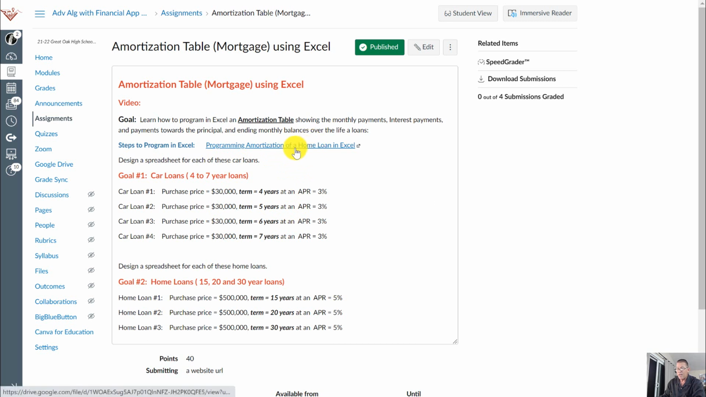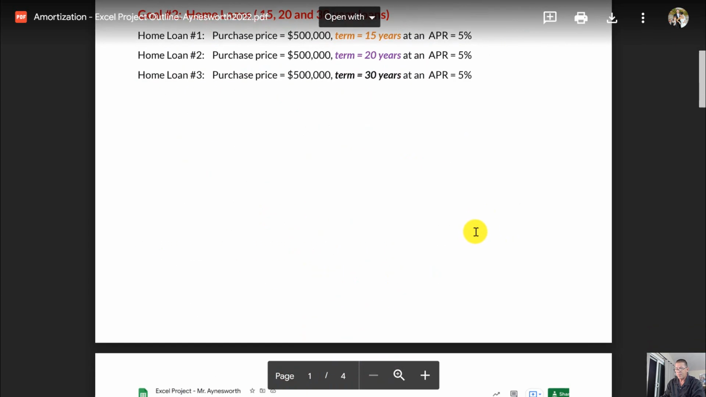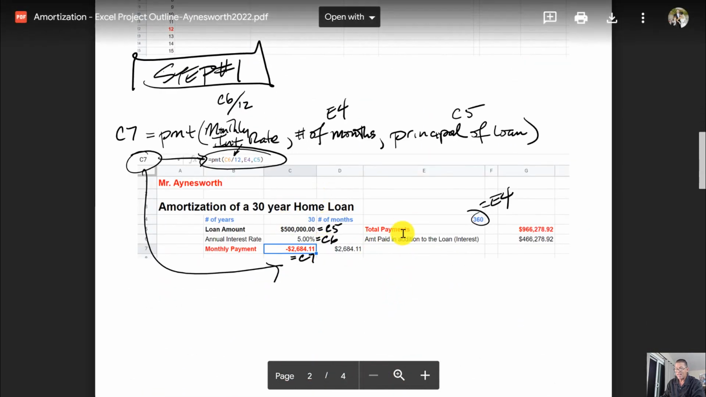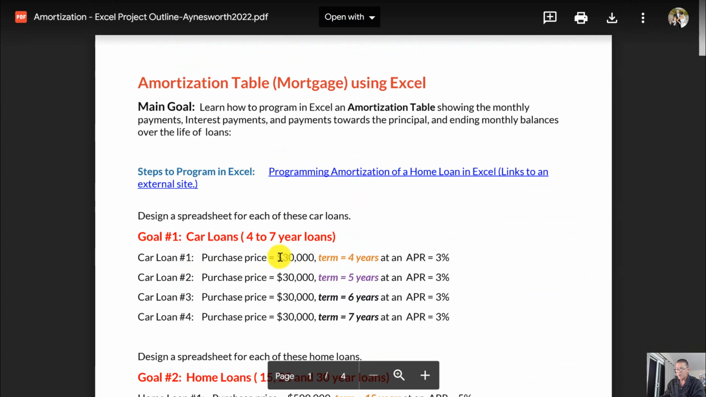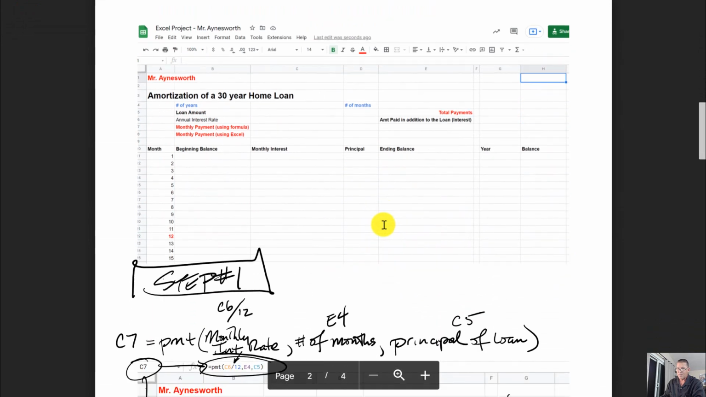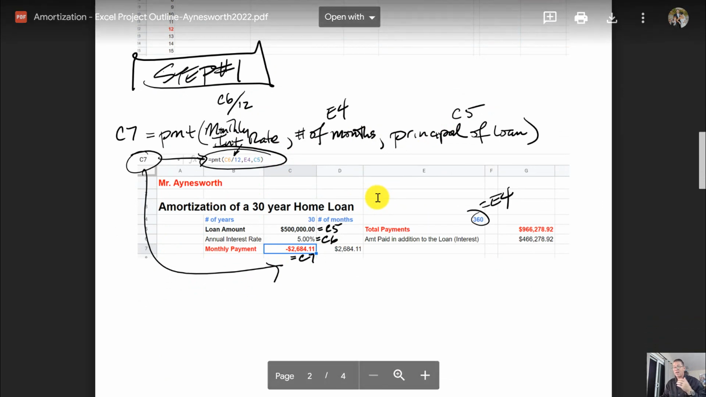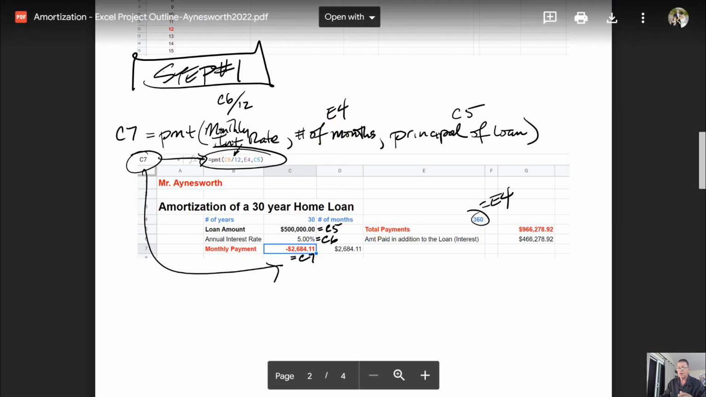In this document, I wrote down some steps that we can follow. Open this up here, it gives you the directions on page 1. And on page 2, guess what? We have the steps right here. So what we need to do is start designing this. I'm going to start off with the first loan, which is the car loan at 4 years, 3% APR, at a $30,000 purchase price. My steps are written with respect to a home loan, but it doesn't matter. The structure is the same, the formulas are the same. The only thing that differs is the loan amount, the APR, and the term. So don't worry about that. Just follow the steps here and keep that on a tab.